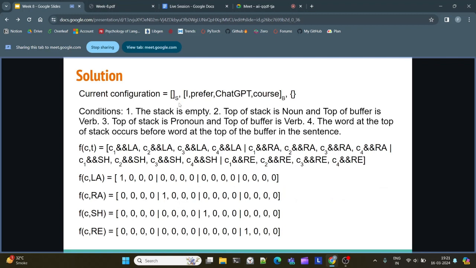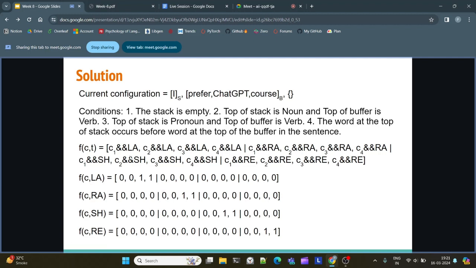So this was my configuration. I perform shift. What happens? I goes to the stack and the remaining words remain in my buffer. And so the arc set would also be empty. So this is my current configuration right now. I is there in the stack and, as I stated, the remaining words are in the buffer. Now again we need to find the values for each of the features corresponding to each of the transitions.